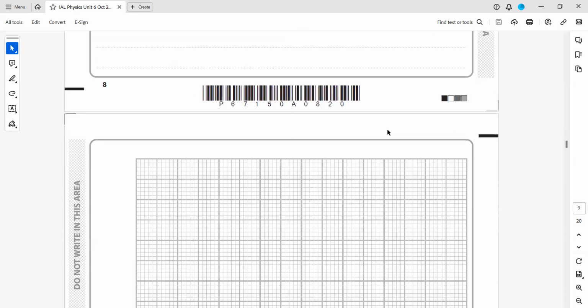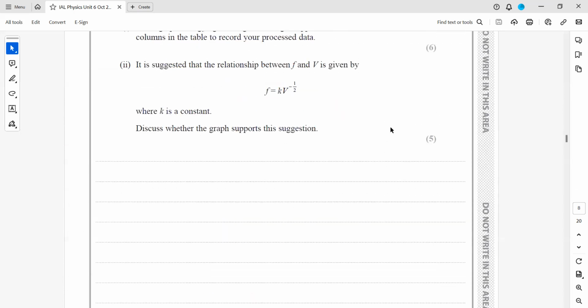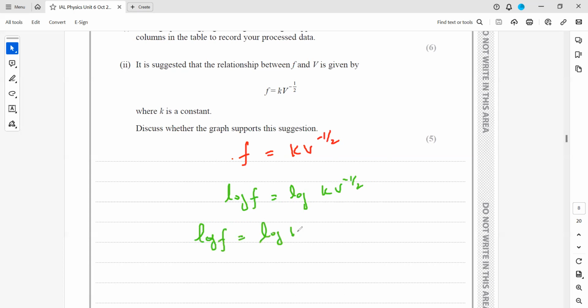What actually happens when you plot a graph here, according to this equation: if I have F equals kV raised to power half, then if we take log on both sides, this will be log F equals log kV raised to power half. Whenever in log two quantities are multiplied, we write them as addition. So I can write log F equals log k plus log V raised to power half.